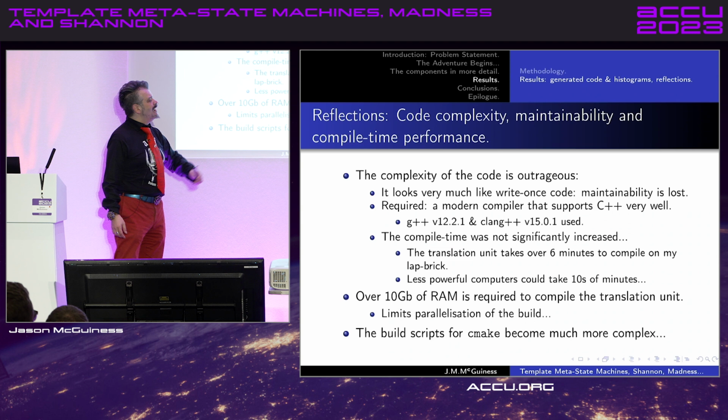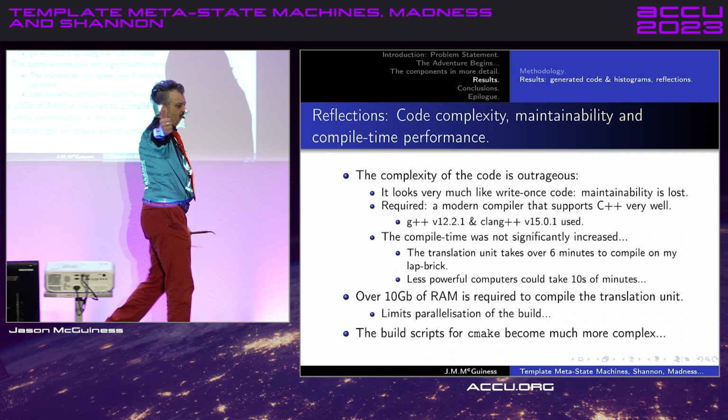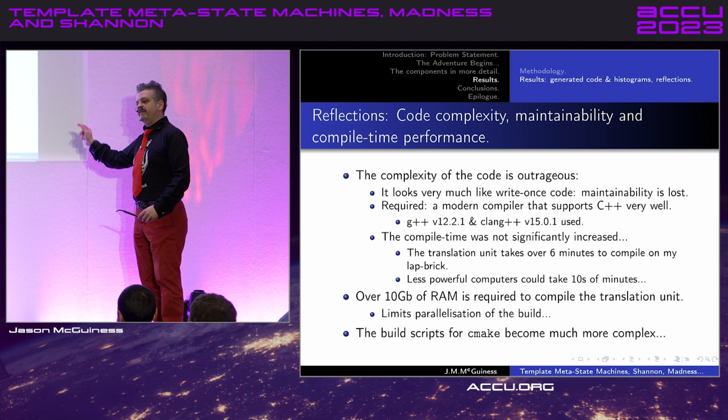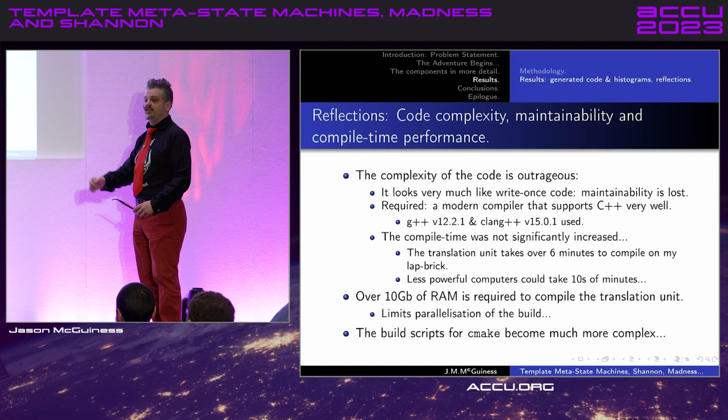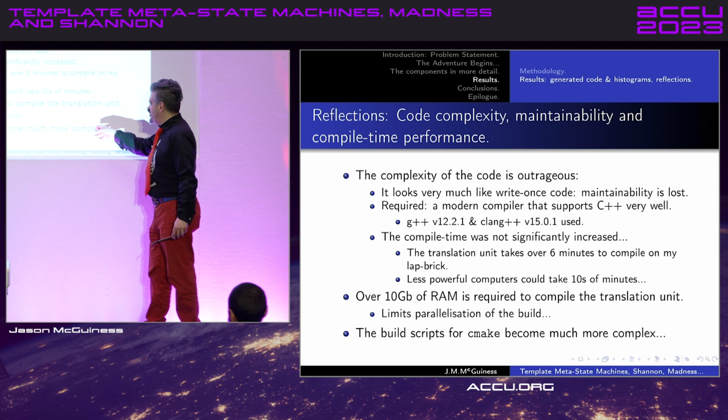10 gigs of RAM to compile the translation unit. Yeah, oh, I'll do minus j 50. Yeah, I've got 24 cores. Then the OOM killer comes along. Why do you think I've got a very fast NVMe drive in there? So paging doesn't hurt as badly before the killer hits. And then I realize, yes, I've got 64 gigs in there. I'll just run minus j3, despite the fact I've got 12 cores. It limits the parallelization of the build. And the CMake scripts obviously become much more complex.